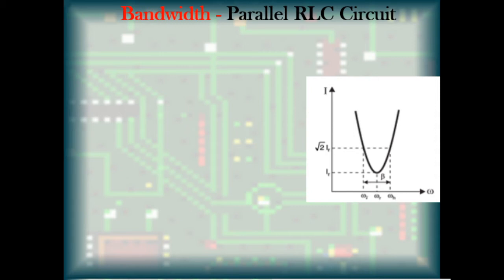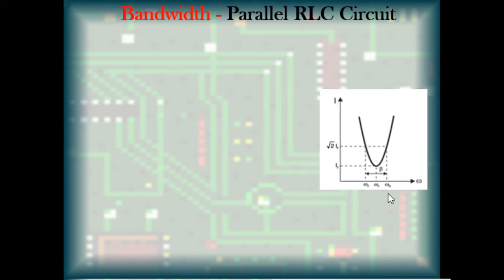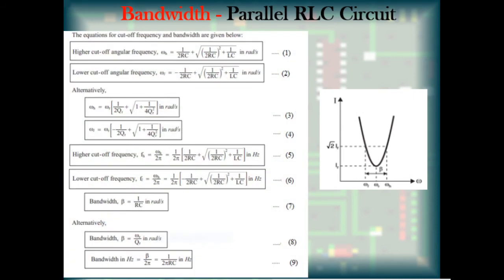In the same way you can define the higher cutoff frequency, that is, when the frequency is increased from the resonant value, we come across a frequency at which the power is twice the minimum value or the current is root 2 times the minimum value, then that frequency is called the higher cutoff frequency. So the bandwidth is defined as the difference between the higher cutoff frequency and the lower cutoff frequency. It is denoted by the term beta, and the unit of bandwidth is radians per second or hertz.